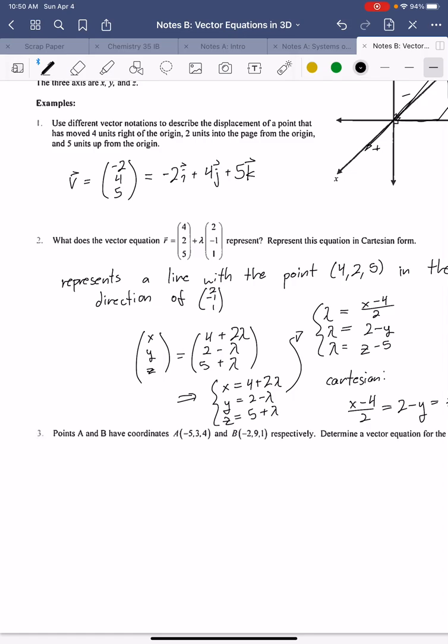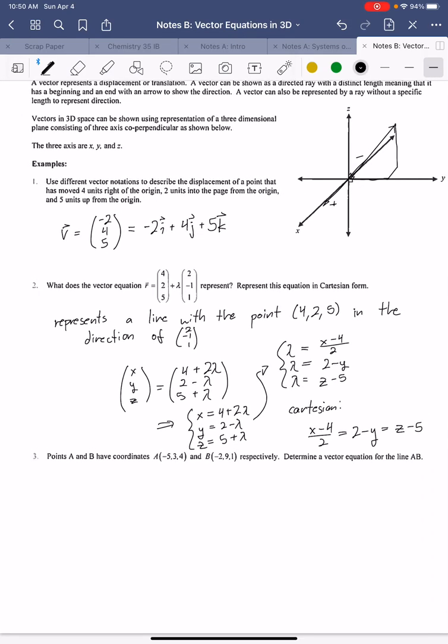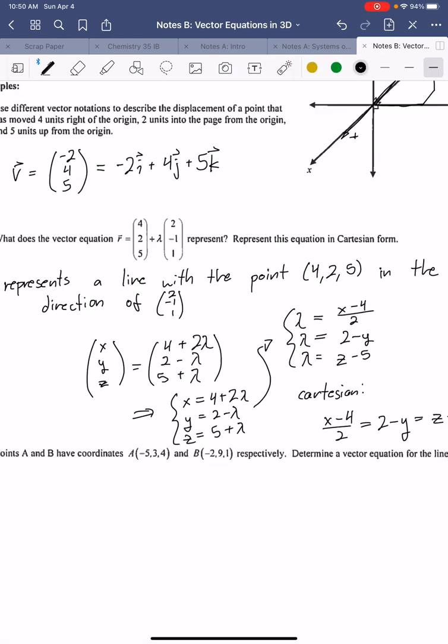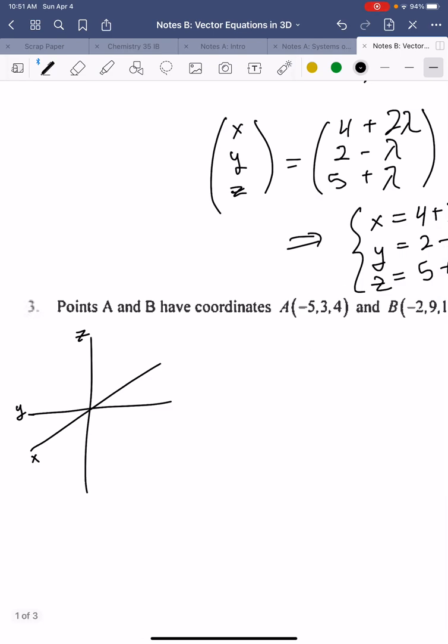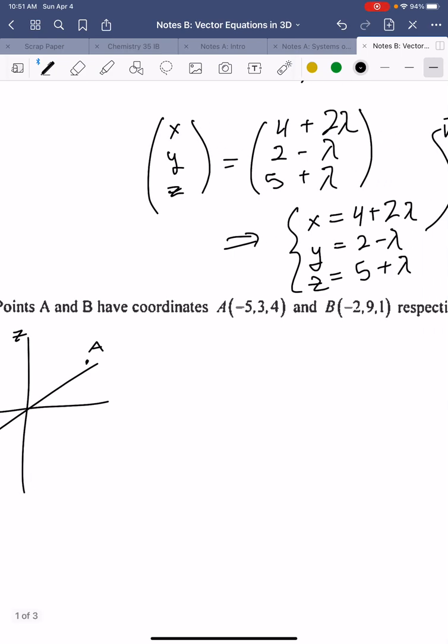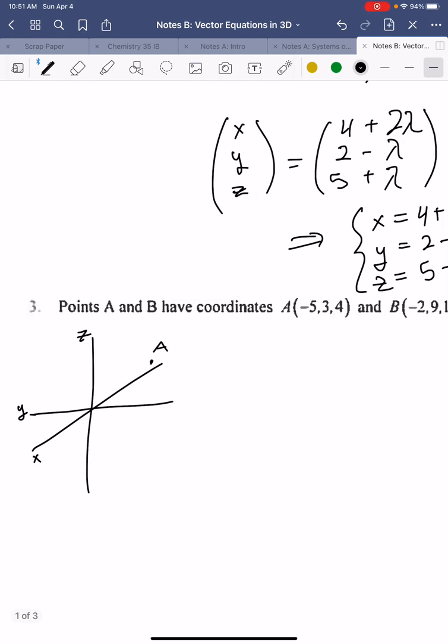Okay, next question. Example 3. Points A and B have coordinates A and B respectively. Determine a vector equation for the line AB. So, if we draw our little Cartesian plane, x, y, z, we have point A, which is -5, 3, 4. This is point A. And this is B. Let's see. -2, 9, 1. Okay, so this is B.